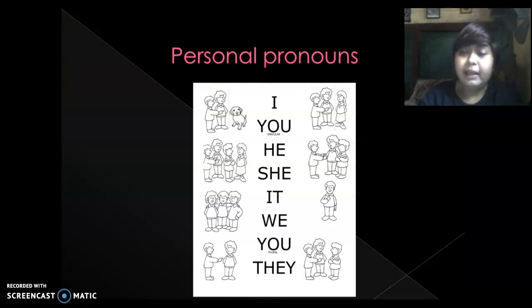Now, I want to explain the personal pronouns. To be able to use the verb to be we use the personal pronouns, which are seven that we use all the time. The personal pronouns are I, you, he, she, it, we, you, and they.